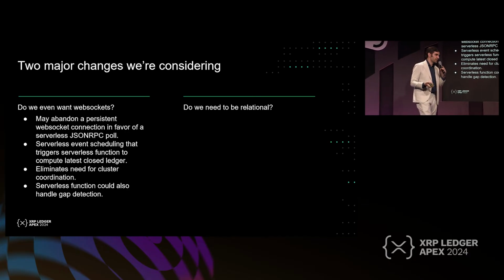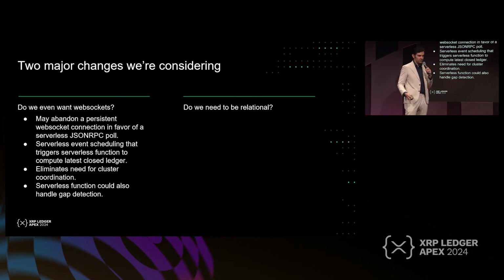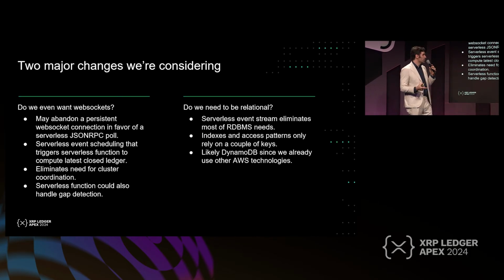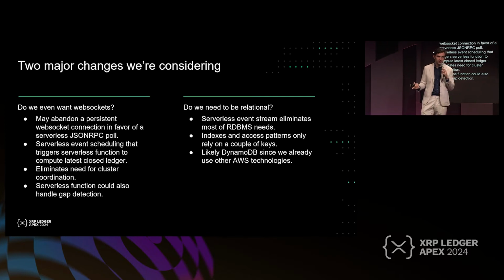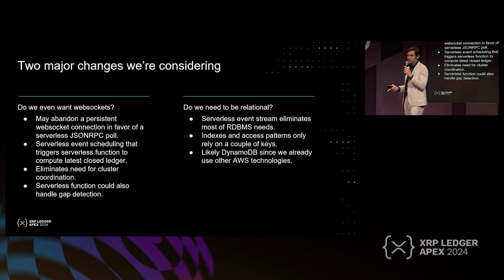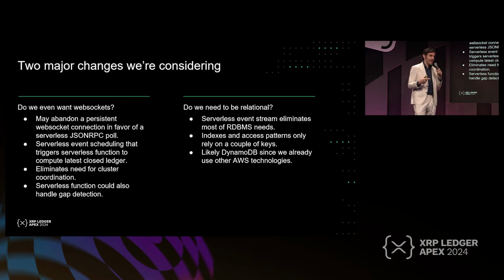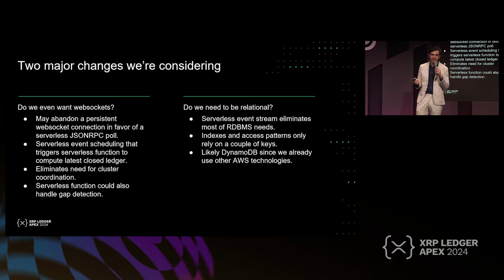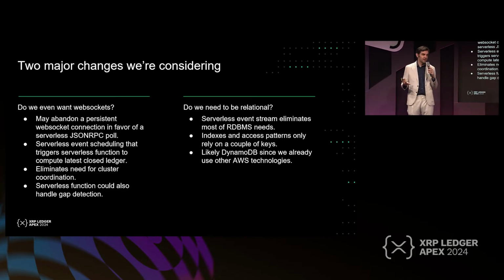The other question that we're asking ourselves is, do we need to be relational? And some of that is predicated on whether or not we switch away from this first one here. But most of what we use an RDBMS for goes away when we switch to serverless detection of closed ledgers. Our index and access patterns on our database schema are actually pretty simple. They only go off of 1 or 2 keys. Generally speaking, NoSQL stores can handle 1 or 2 keys pretty easily.